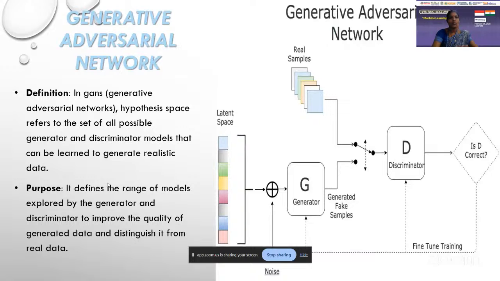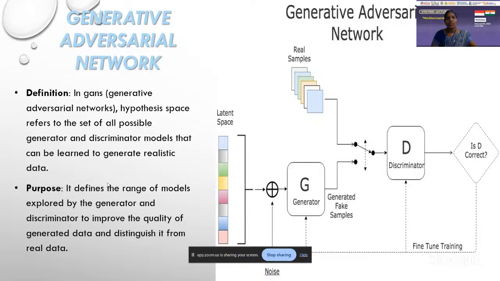And then next comes the generative adversarial network. In generative adversarial networks, the hypothesis space refers to the set of possible generator and discriminator models that can be learned to generate realistic data. The main purpose is to define the range of models explored by the generator and the discriminator to improve the quality of generated data and distinguish it from real data.